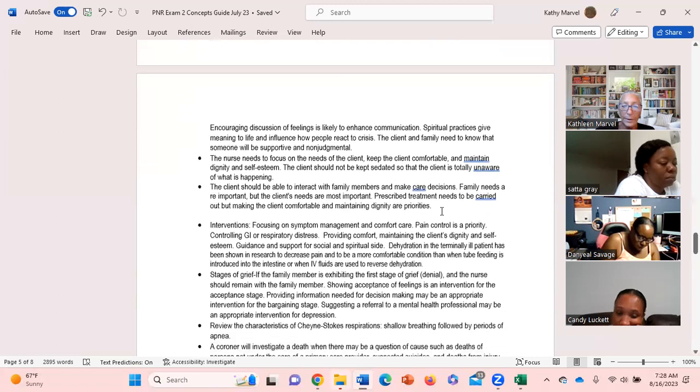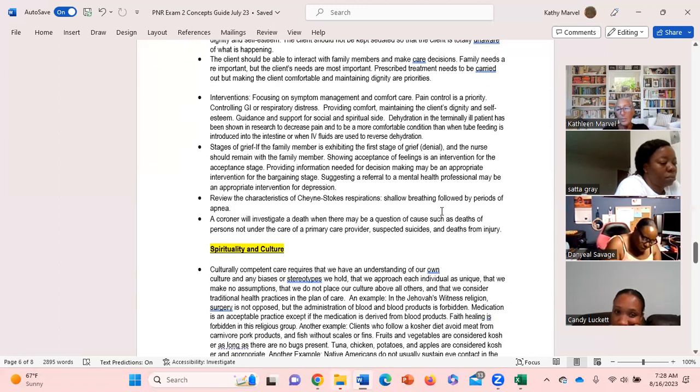Interventions focused on symptom management, comfort care. Pain control is a priority. We're not worrying about addiction at this point, right? Controlling their GI distress from the pain medication.